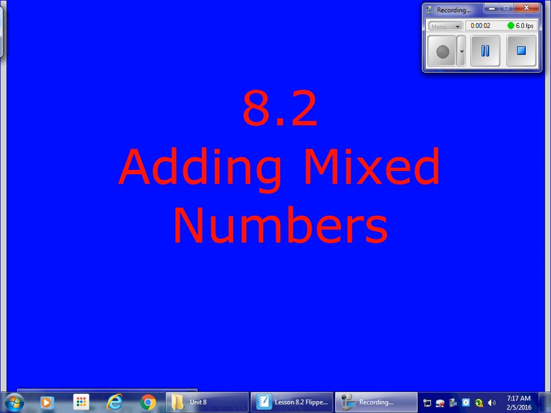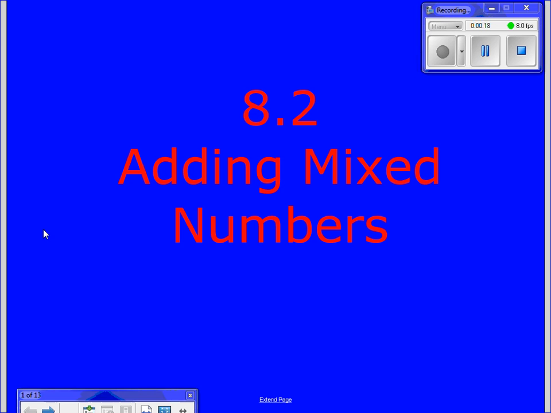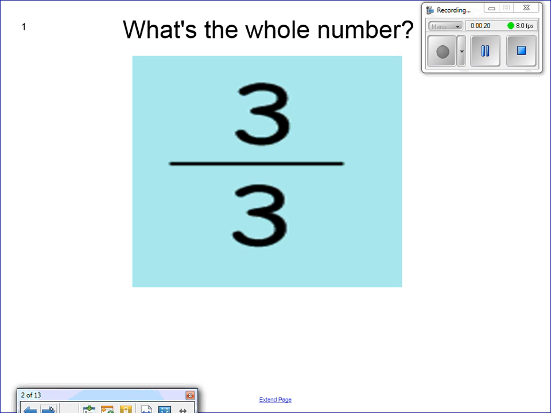Good evening, fifth graders. Tonight, we are going to be working with adding mixed numbers. We're going to be changing mixed numbers into improper fractions and back into mixed numbers, okay? We're also going to be finding common denominators. So please follow along. I'm going to break it down. Hopefully this lesson will help you.